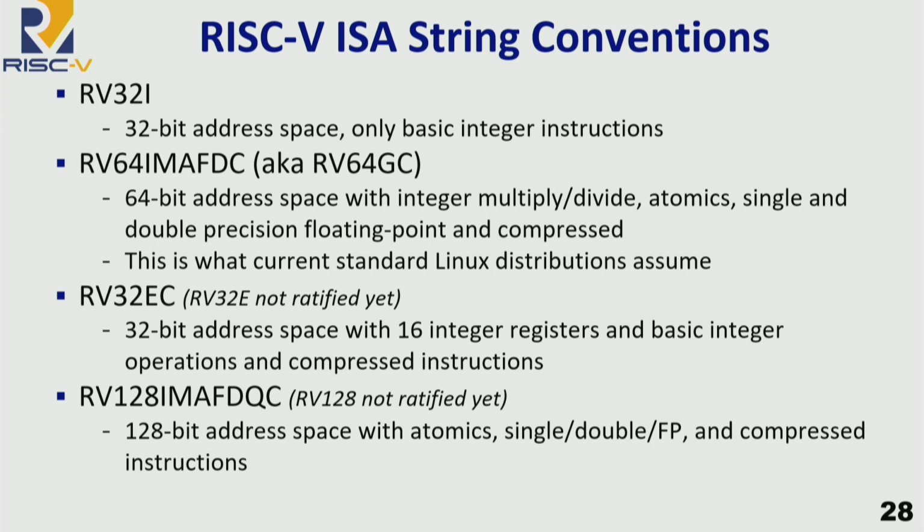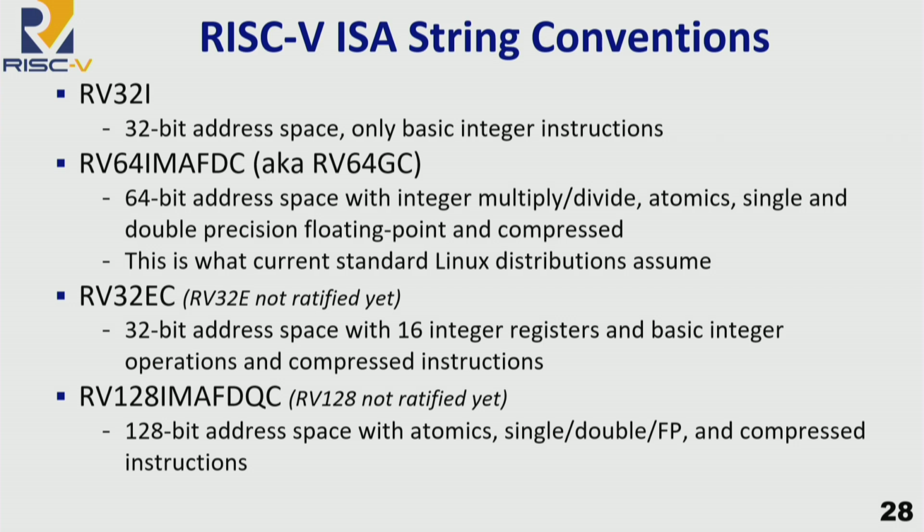So just to talk about these ISA strings, you'll see them pop up when you're working with RISC-V. RV32I is a base ISA with a 32-bit address space and only the basic integer instructions. Something like RV64IMAFDC, also known as RV64GC, is a 64-bit address space version with integer multiply divide, atomic, single and double precision floating point, and compressed. RV64GC is what the standard Linux distributions assume your core has.